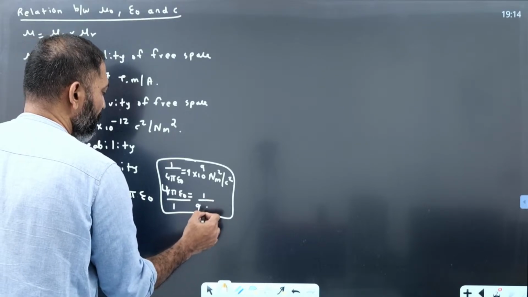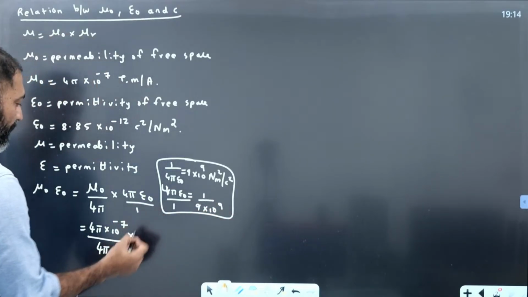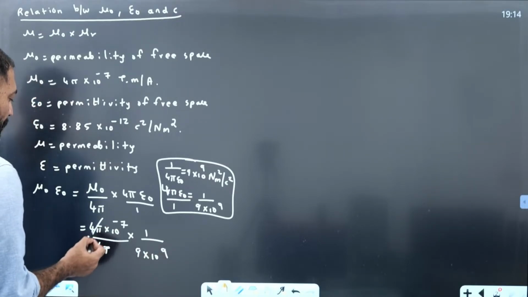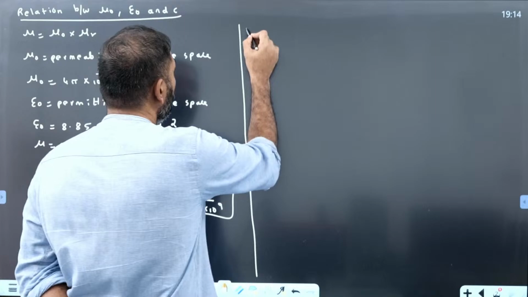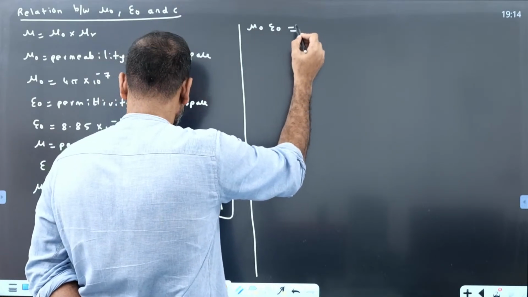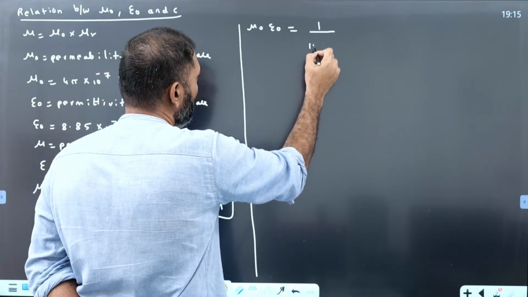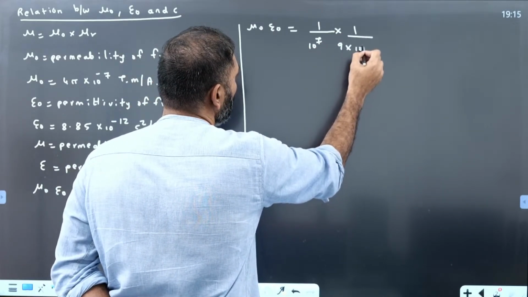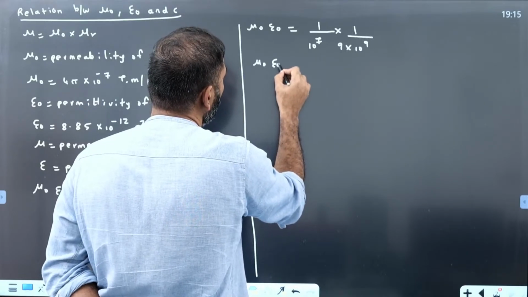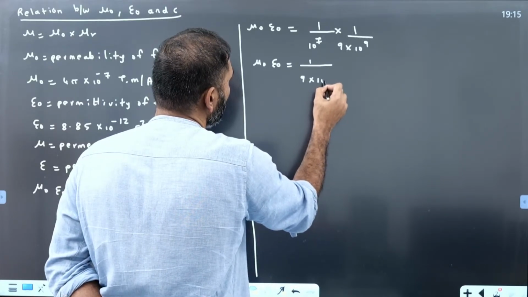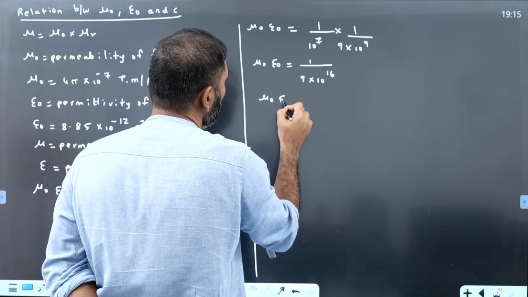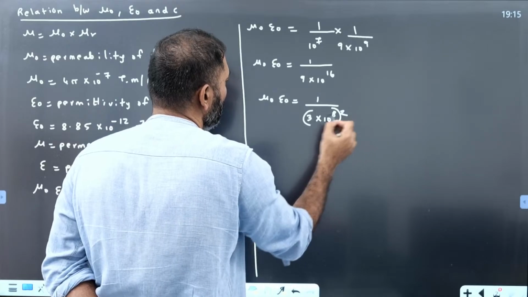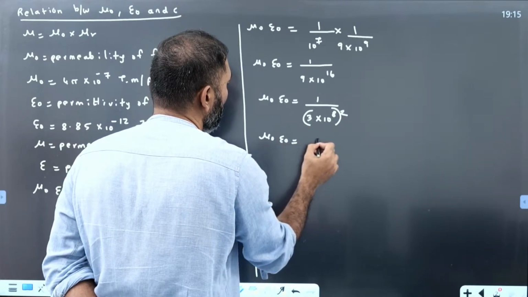1 by 9 into 10 raised to 9. So here I am seeing 4 pi epsilon naught by 1. So I am writing 1 by 9 into 10 raised to 9. So 4 pi gets cancelled. I am getting the equation mu 0 epsilon 0 is equal to 10 raised to minus 7 comes to denominator, it becomes 10 raised to plus 7 divided by 1 by 9 into 10 raised to 9. So mu 0 epsilon 0 is equal to 1 by 9 into 10 raised to 16. So mu 0 epsilon 0 is equal to 1 by (3 into 10 to the power 8) the square. So mu 0 epsilon 0 is equal to 1 by c square.